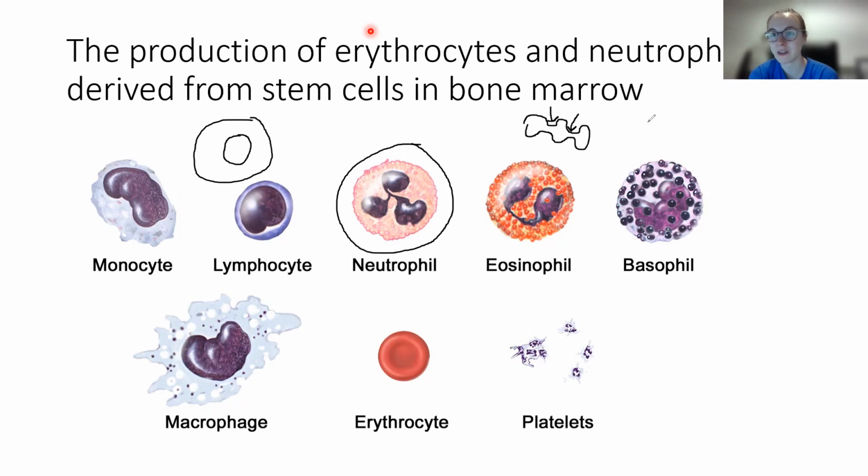So the production of erythrocytes and neutrophils derived from stem cells in the bone marrow. Important points here: these are our multipotent stem cells. They can form red blood cells, all these types of white blood cells, and our platelets. And they're found in the bone marrow, so that's inside the bone.